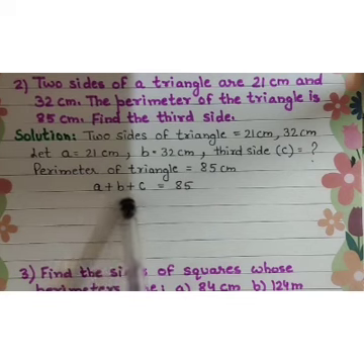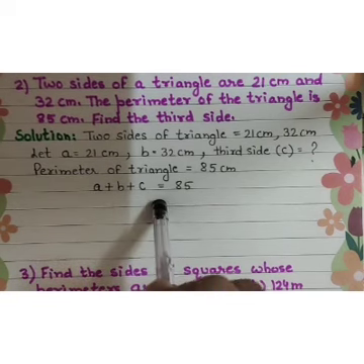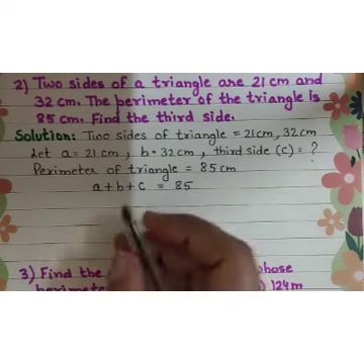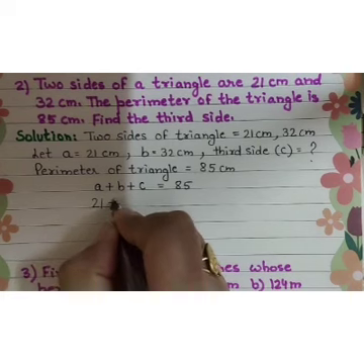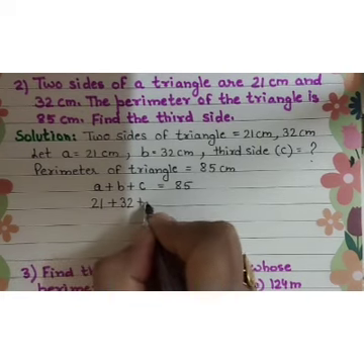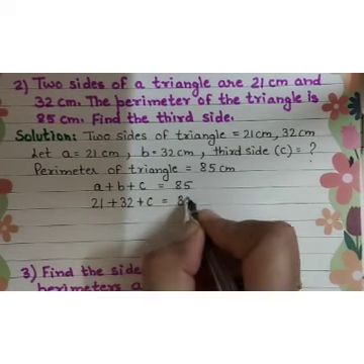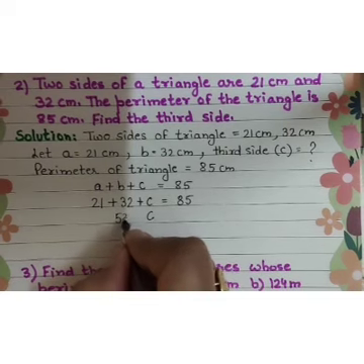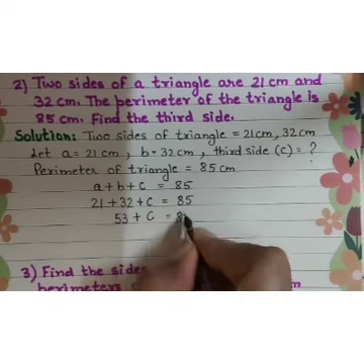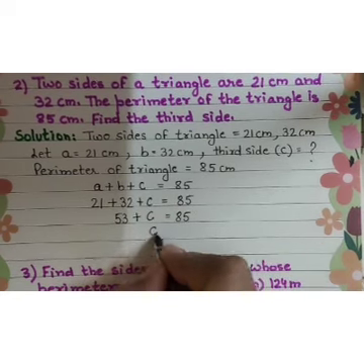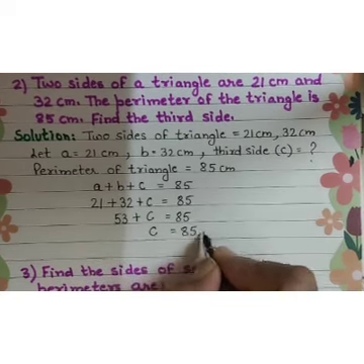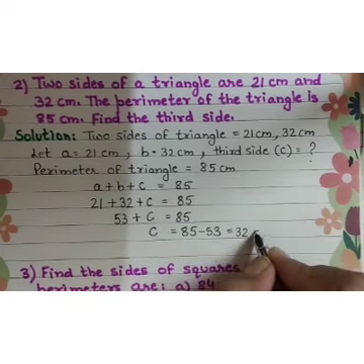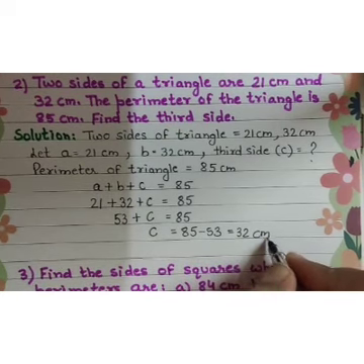Perimeter of triangle is A plus B plus C. It means sum of all the three sides. And A plus B plus C we have given 85. Now we will put the value of A. In place of A we will write 21, and in place of B we will write 32. And value of C we have to find. Now we will add first two sides 21 and 32 and get 53. Now on subtracting 53 from perimeter 85, we get third side. 85 minus 53 is 32. Therefore, third side of triangle is 32 centimeter.